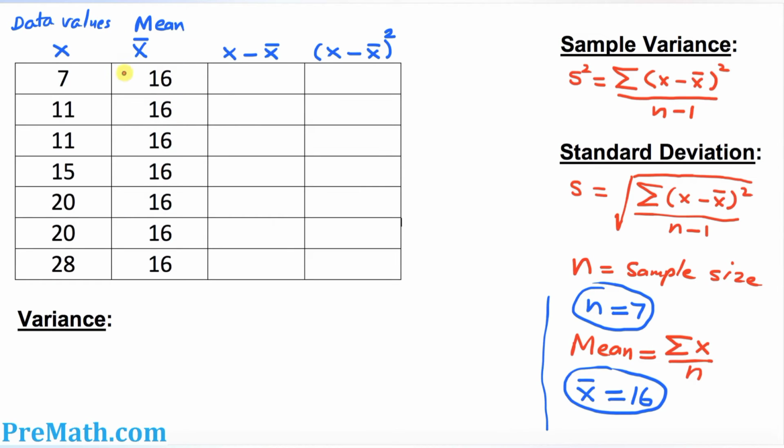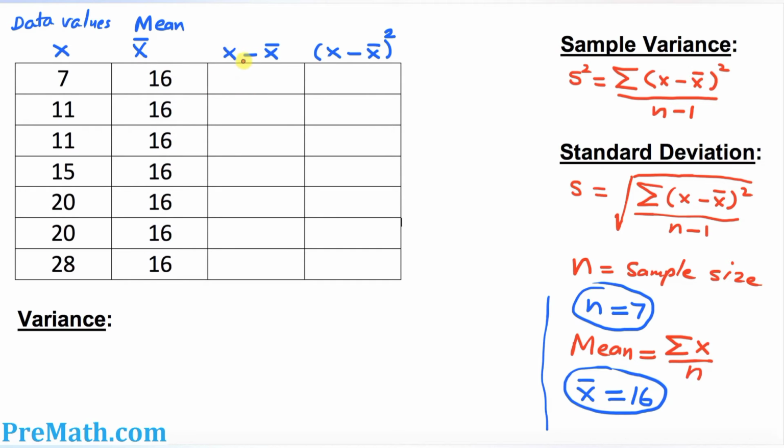So in this step, we will go ahead and fill out all our data values, which we call x values, in this table. As you can see, in the very first column on the left hand side, I put down all data values from 7 all the way to 28, and I'm going to call them x values. The next column, I put down our mean value, which we call x bar. We figured out this value in the previous step.